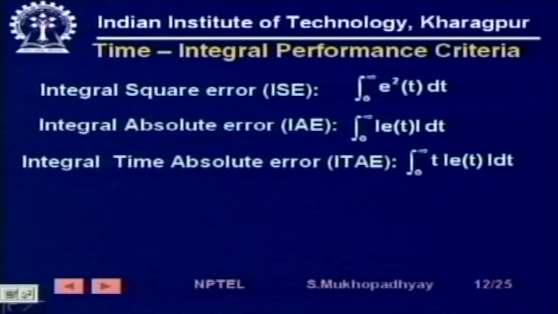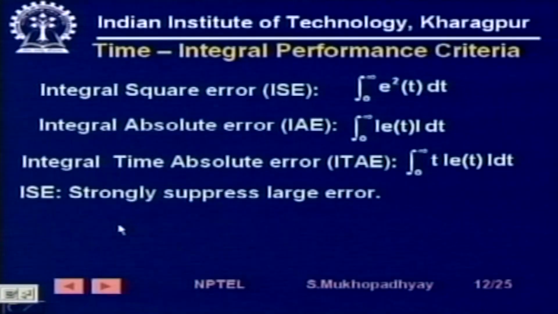Sometimes we may like that, fine, let there be error initially, but let the error not persist. In which case I can choose what is known as the integral time absolute error, where you can see that if an error occurs early after the step change, it is not penalized so heavily, but if it occurs later as time goes on, the same amount of error is more and more heavily penalized. So what we want is that even large errors occur in the beginning, but after the step change, within certain times the errors must quickly converge to 0. The errors must not persist for long times. So this is what we are saying.